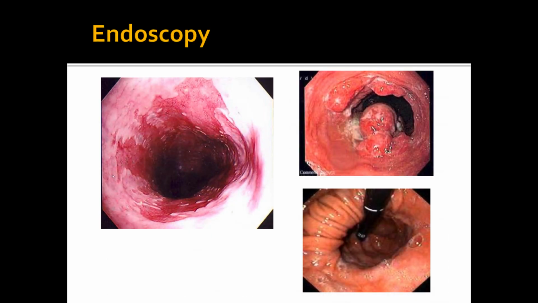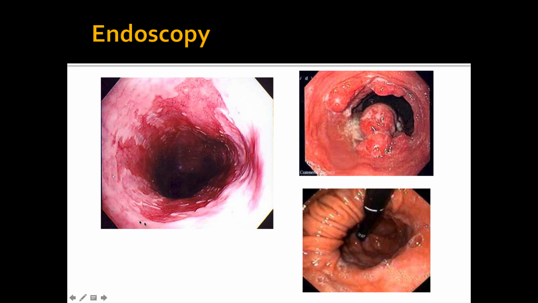All right. Endoscopy. Most patients will need to undergo an endoscopy to look for changes, but these patients are presenting with dysphagia, so you certainly want to rule out any malignant or suspicious cause of this symptomatology.